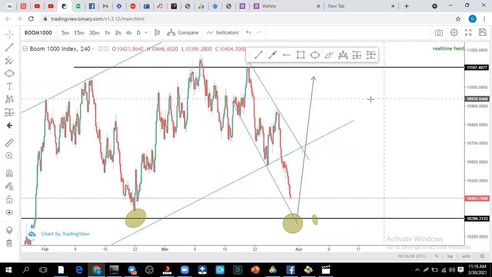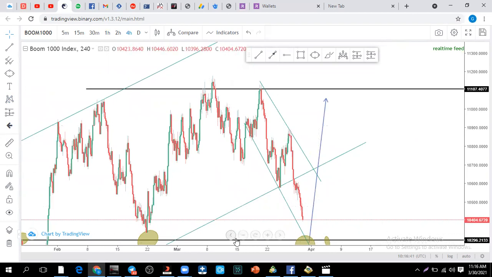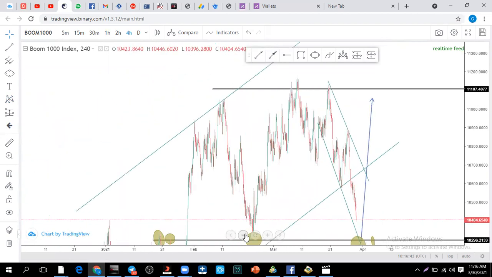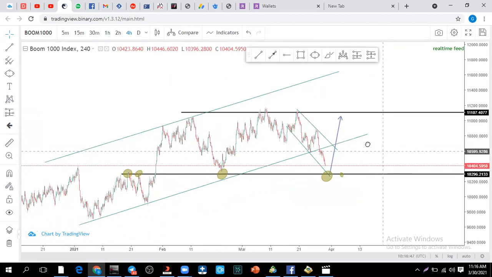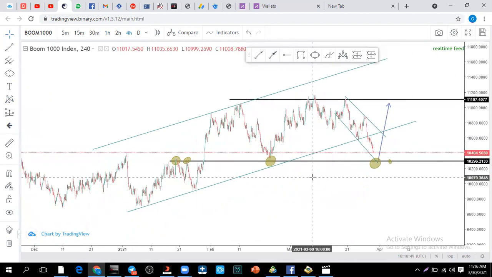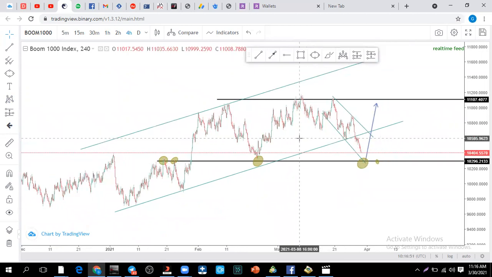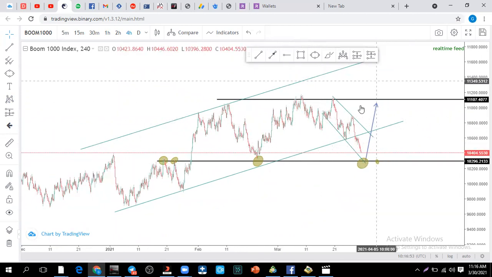Okay, so we can clearly see this, right? You can clearly see this now. So now this is it. Market must come test this level, push up again.